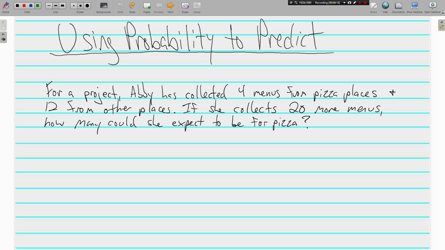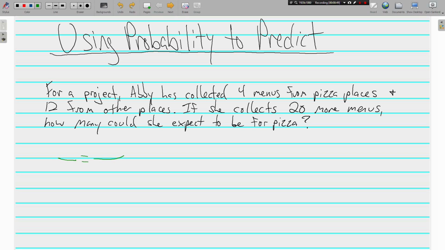For a project, Abby has collected 4 menus from pizza places and 12 from other places. If she collects 20 more menus, how many could she expect to be for pizza? Alright, you're going to like this. We're going back to doing a proportion. Proportions, cross products, very handy. Today we're going to combine probability and proportions to predict things.